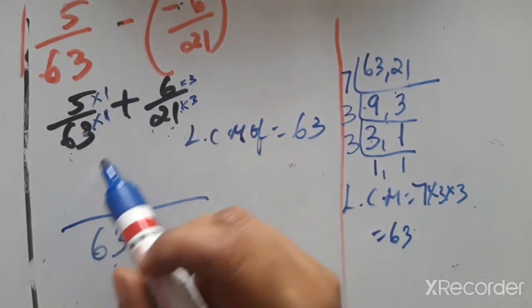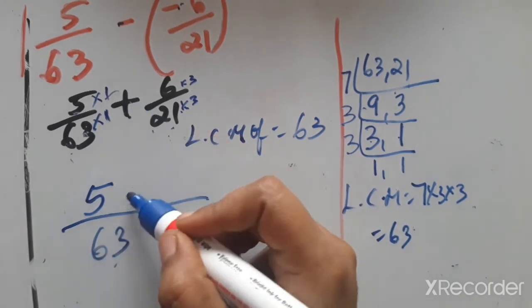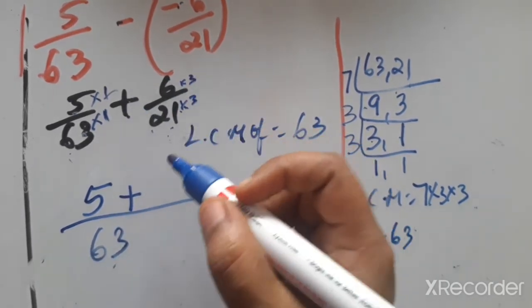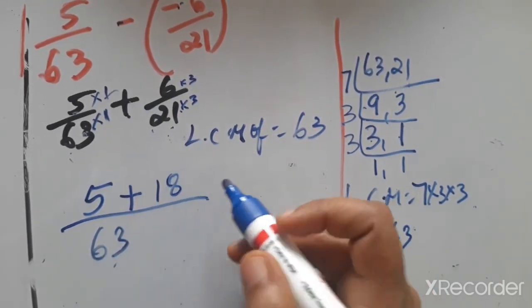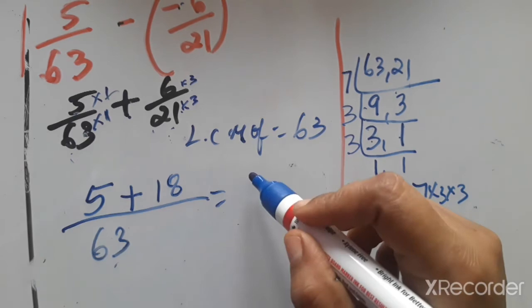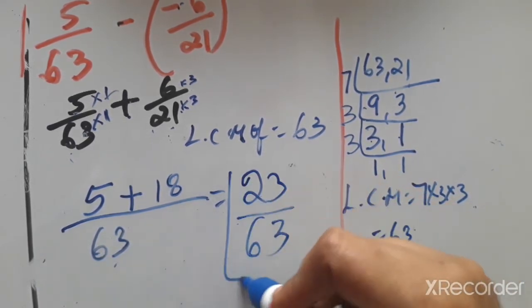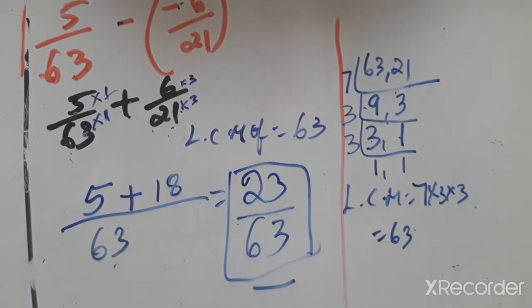Now 5 1s are 5, the numerator we have to multiply. Here the plus symbol, so plus only. 6 3s are 18. Now the answer is 5 plus 18. 5 plus 18 means 23 by 63. The answer is 23 by 63.